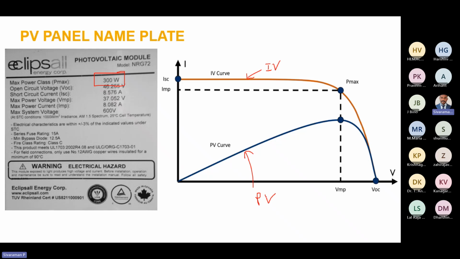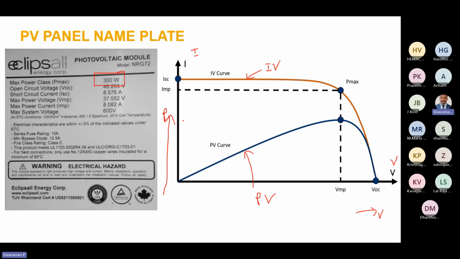So this curve is plotting the characteristics of voltage with respect to power. Here in the IV curve, the y-axis is current I and the x-axis is voltage. In the PV curve, the x-axis is voltage again, and the y-axis will be power P.